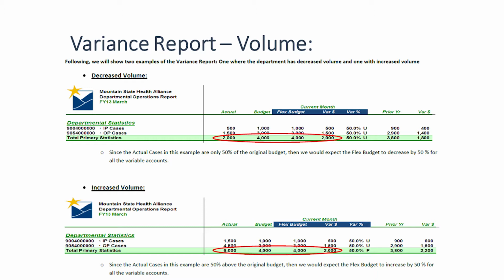And then in the second example, increased volume, if they had 6,000 cases for the month but were budgeted for 4,000, then those expense buckets that are considered variable would increase by 50% for the flex budget, so that it compares an appropriate budget based off of volume to the actual. And those are the metrics that the managers are held accountable for.